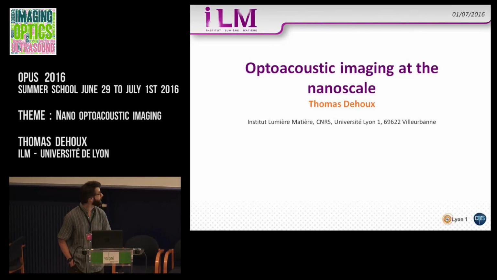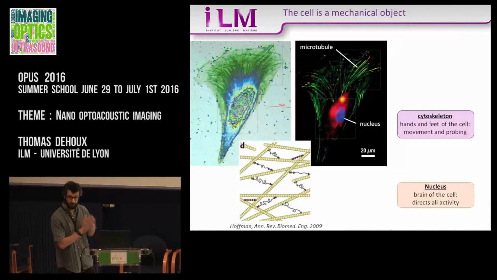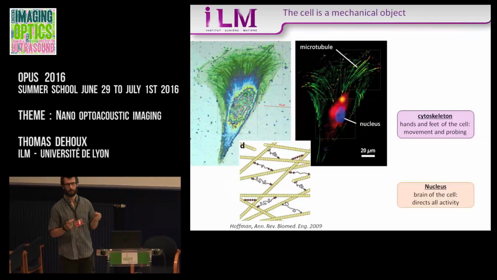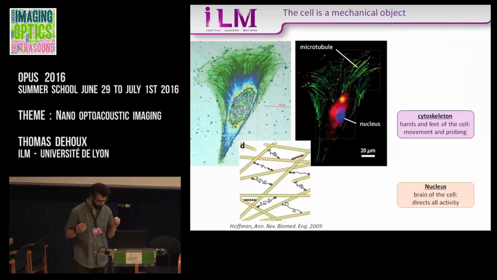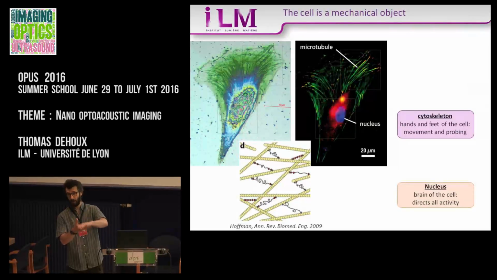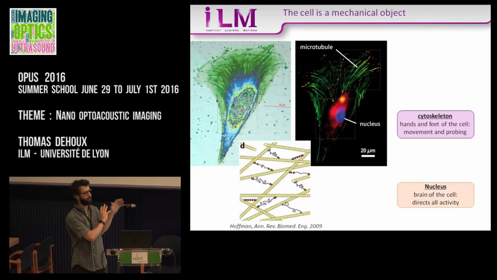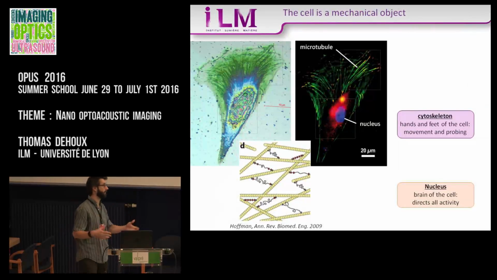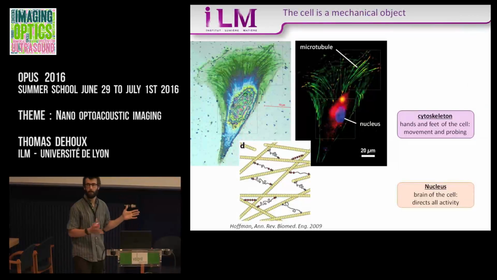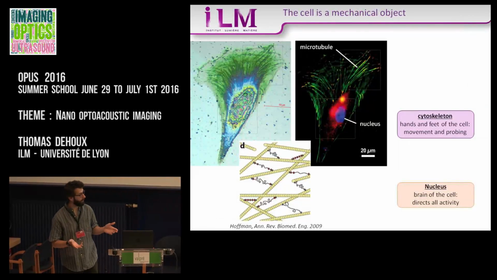And the purpose for this is that cells, as tissues, are mechanical objects. Their mechanical properties dictate their behavior, and their behavior influences their mechanical properties. There is a feedback all the time. So to simplify, a cell is composed mainly of two components.